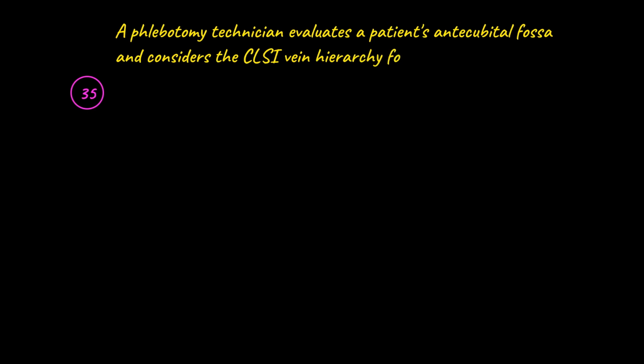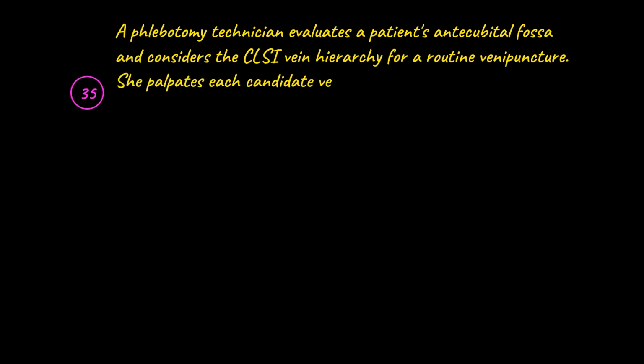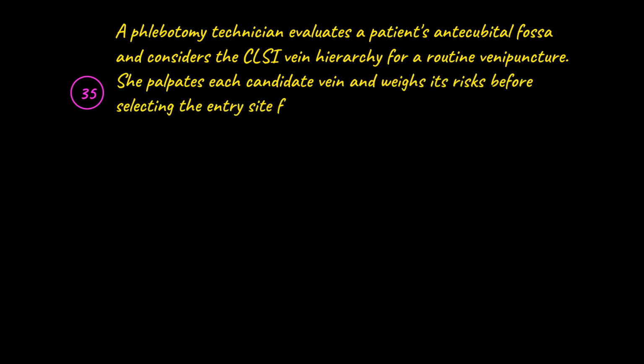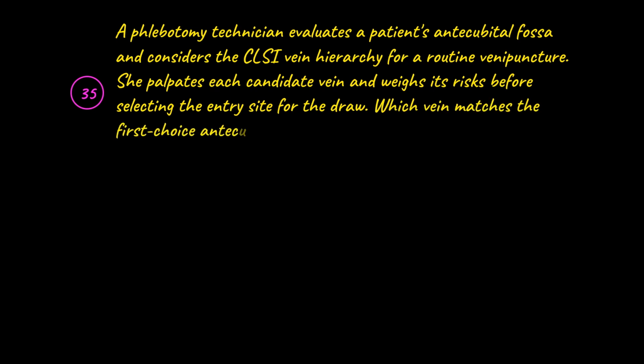Question 35. A phlebotomy technician evaluates a patient's antecubital fossa and considers the CLSI vein hierarchy for a routine venipuncture. She palpates each candidate vein and weighs its risks before selecting the entry site for the draw. Which vein matches the first choice antecubital vein according to standard CLSI guidance?